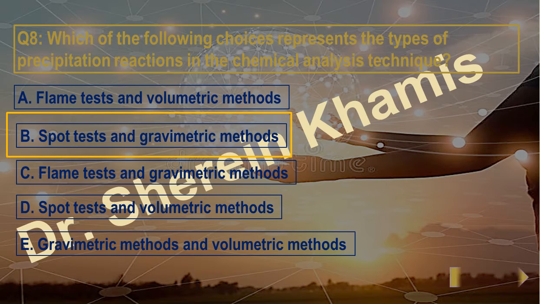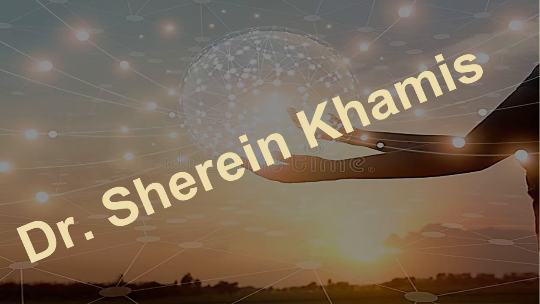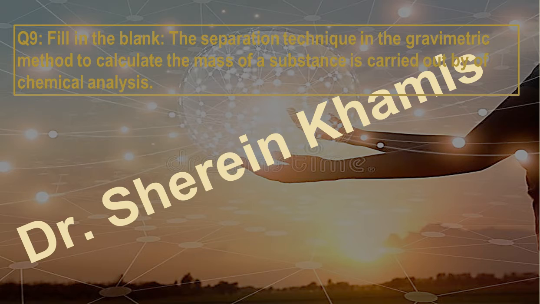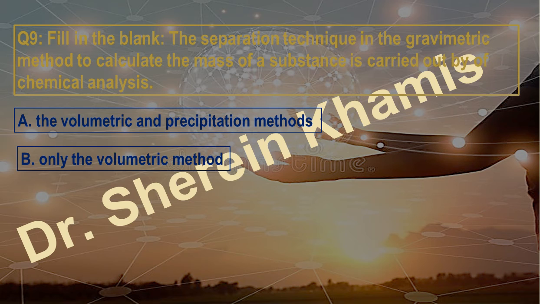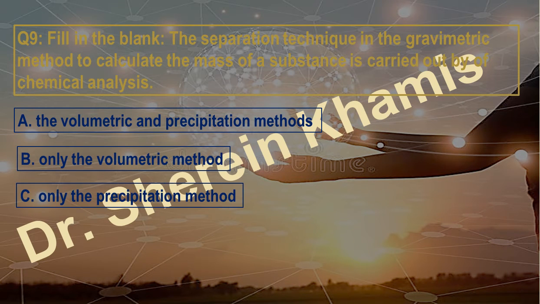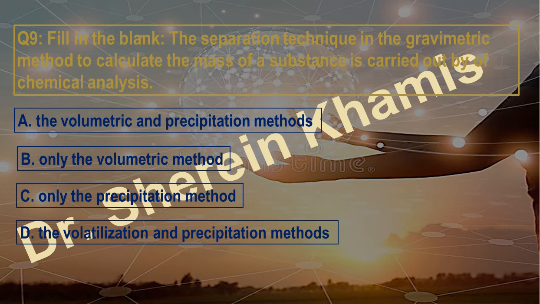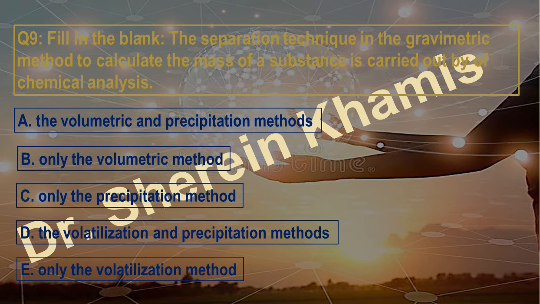Okay, let's go to question number 9, fill in the blank. Separation techniques in the gravimetric method to calculate the mass of a substance is carried out by chemical analysis. Here we have gravimetric for quantitative analysis. The options are volumetric and precipitation; only volumetric method; only precipitation method; volatilization and precipitation method; only volatilization method.